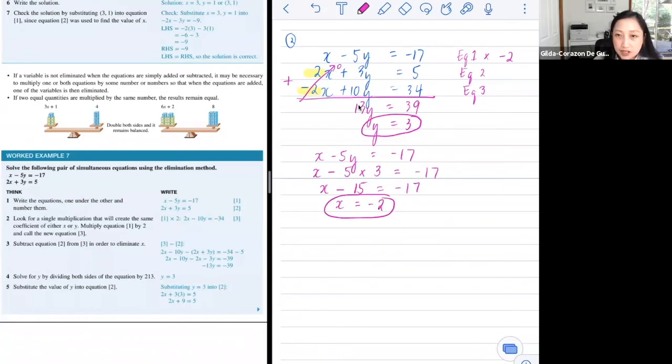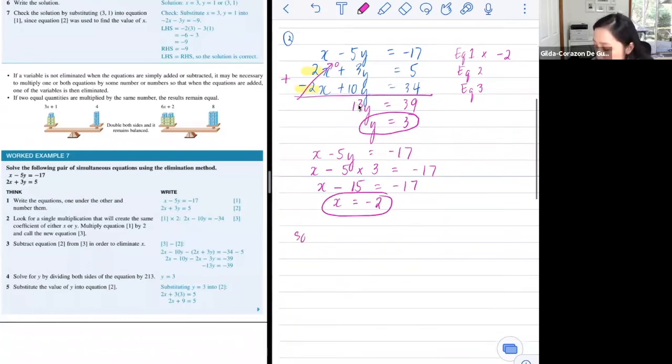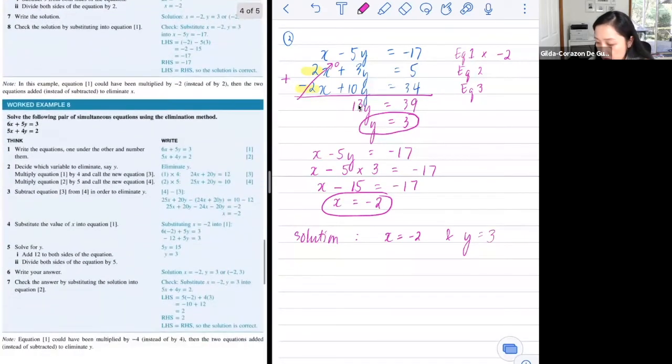Okay, so now you can write your solution as x equals negative 2 and y equals 3. Okay, yes. All right, now there's another example.